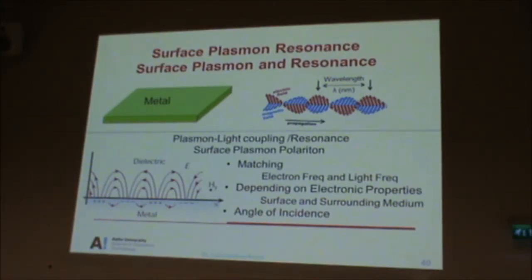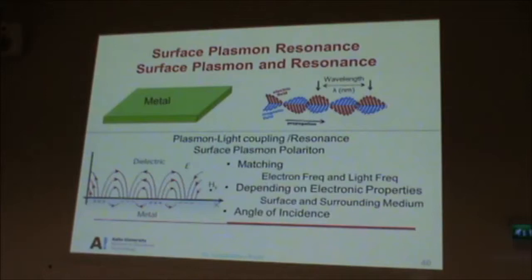Okay, and when they both match exactly, and there is maximum transfer of energy from light to the collective oscillation of electrons, that's called the surface plasmon resonance. The oscillation, wherein the bunch of electrons is coupled with the light, that entity is called the polariton. Okay, I'll just explain this again.